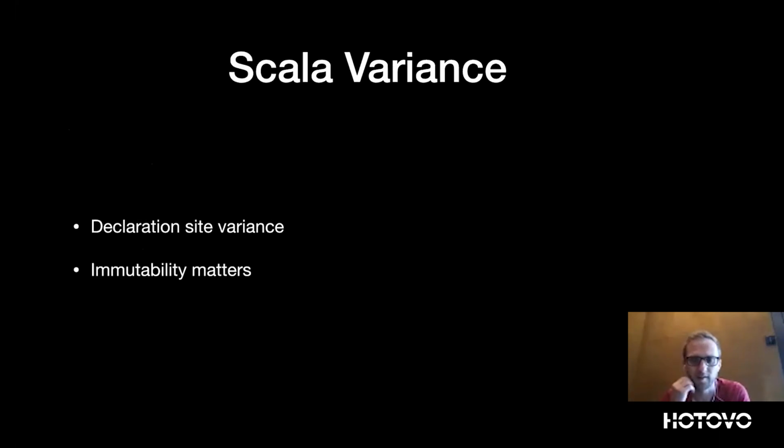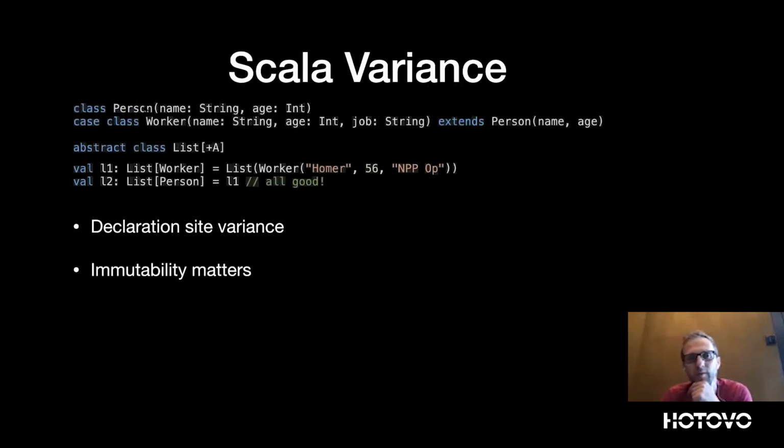Now, Scala uses something called declaration site variance. And how does this look? We have the same hierarchy of objects, but now the type parameter can be denoted with the plus sign or minus sign. The plus sign here means that the type A is covariant. So now if we have a list L1, which is a list of workers, Scala allows us to assign it to a list of persons.